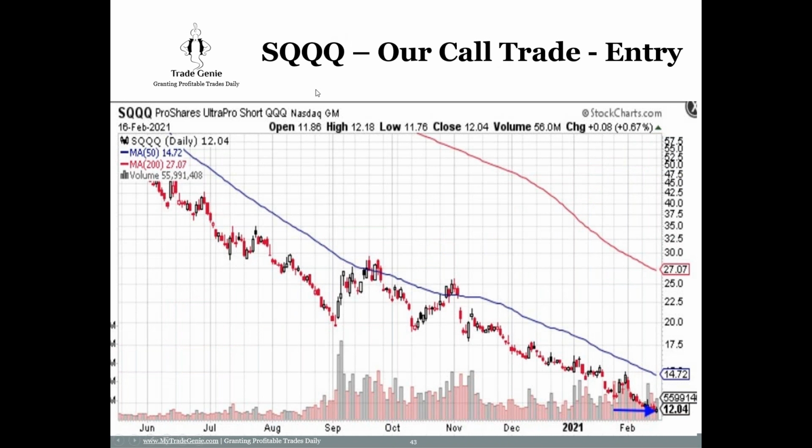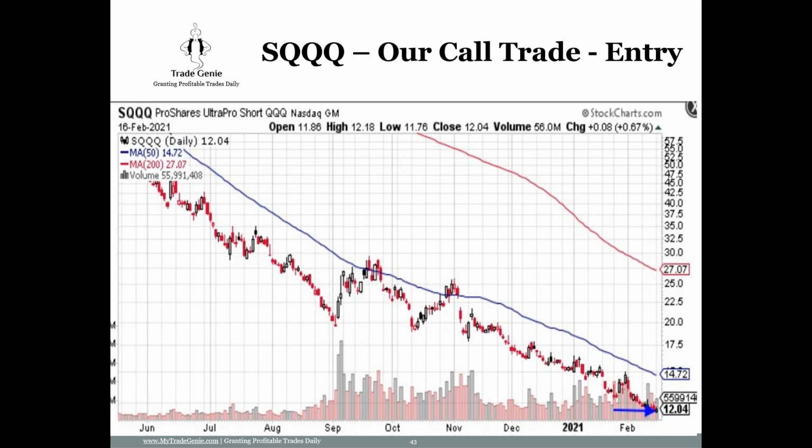So SQQQ, it runs against the NASDAQ. So if NASDAQ is going down, then this one is going up. So this one, SQQQ, has just been crashing from the 47 level all the way to $12. There's no indicator here. There's no indication that this will go up, right? So where I put the blue arrow, I sent the alert to go long on SQQQ calls.